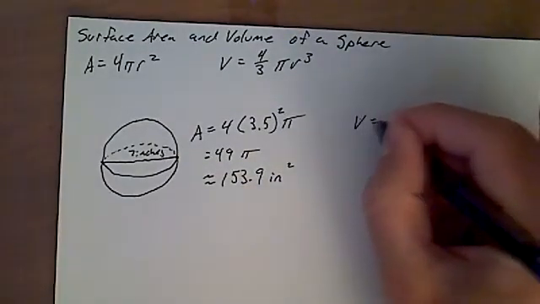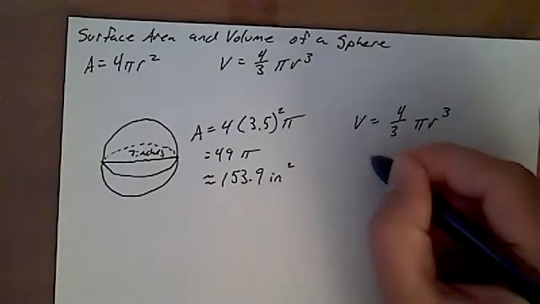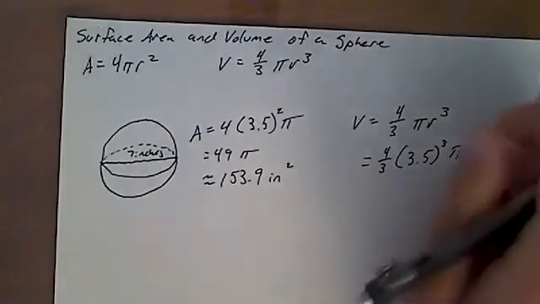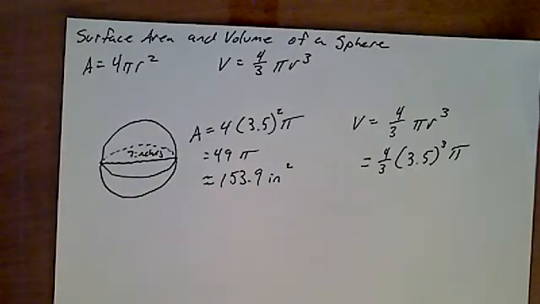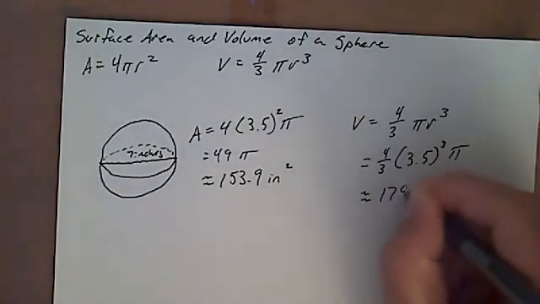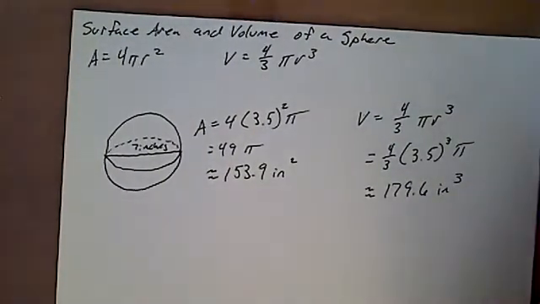What is our volume? Well, that's 4/3 pi r cubed. So 4/3 3.5 cubed times pi. And I get 179.6, or about 179.6. That'd be in inches cubed since it's volume.